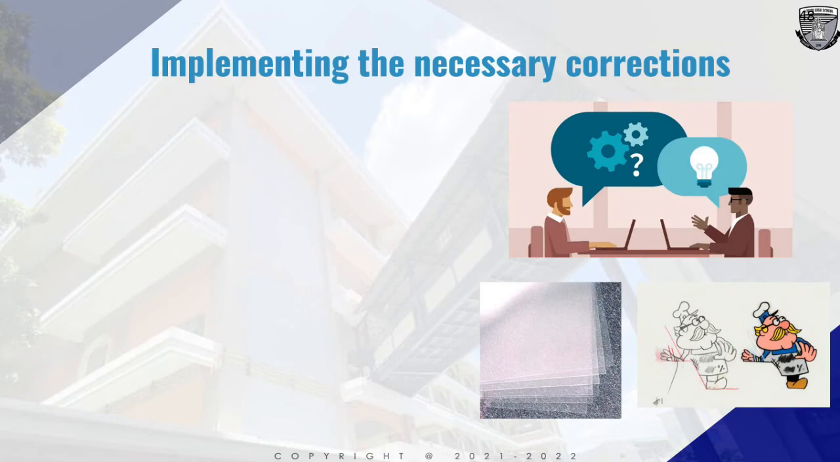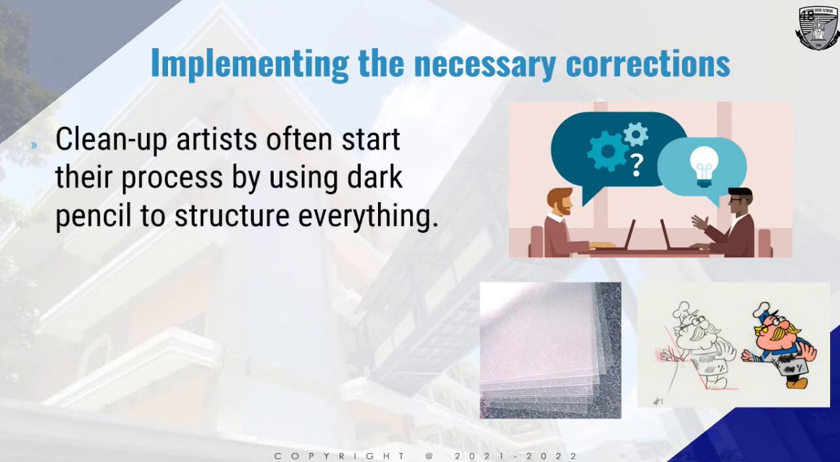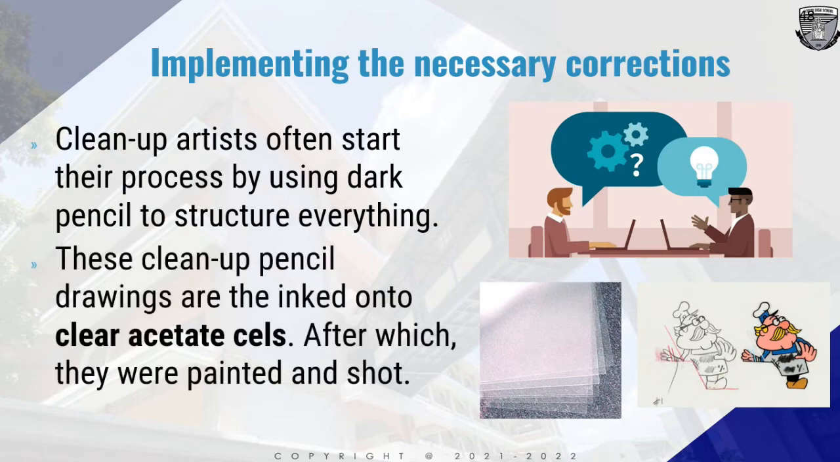Okay, now how do we implement the necessary corrections when it comes to the different drawings in the animation production? The cleanup artists often start their process by using dark pencil to structure everything. Then these cleanup pencil drawings are inked onto clear acetate cels, after which they are painted and shot. So basically, this is an example of a traditional drawing activity. They draw on the acetate, as you can see here, and then they create the colors using different coloring materials to create that particular character.